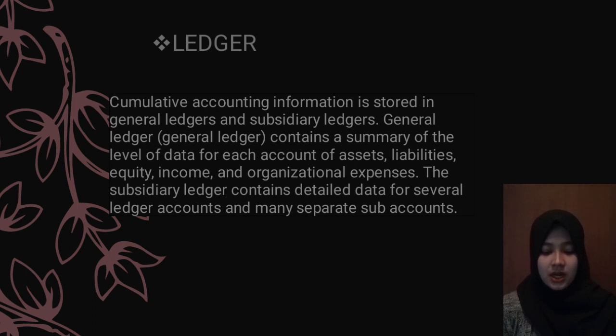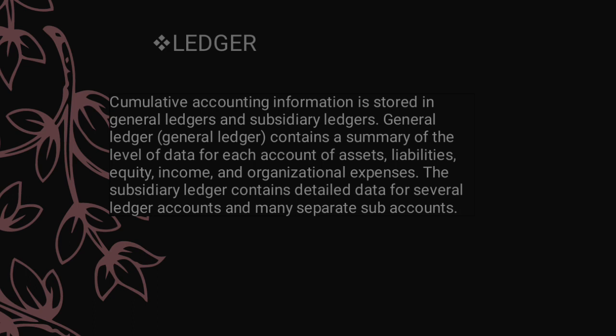Ledger. Cumulative accounting information is stored in general ledgers and subsidiary ledgers. The general ledger contains a summary of data for each account of assets, liability, equity, income, and organizational expense. The subsidiary ledger contains detailed data for several ledger accounts, and many separate sub-accounts.